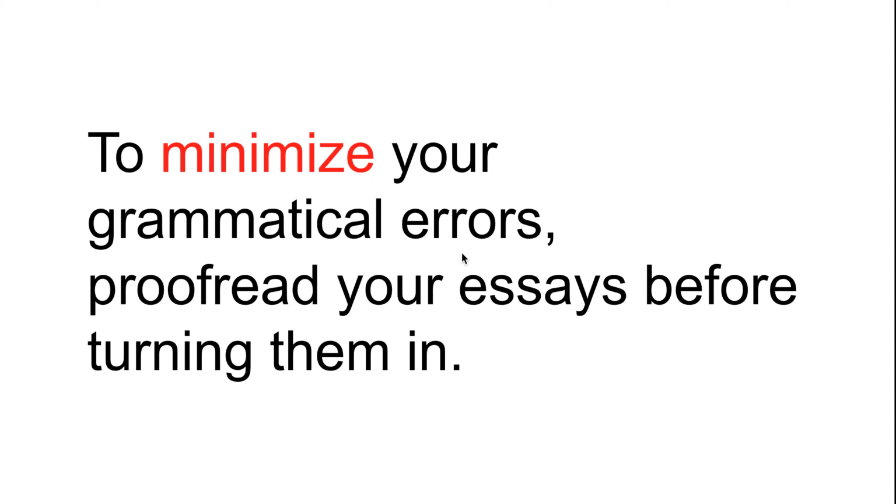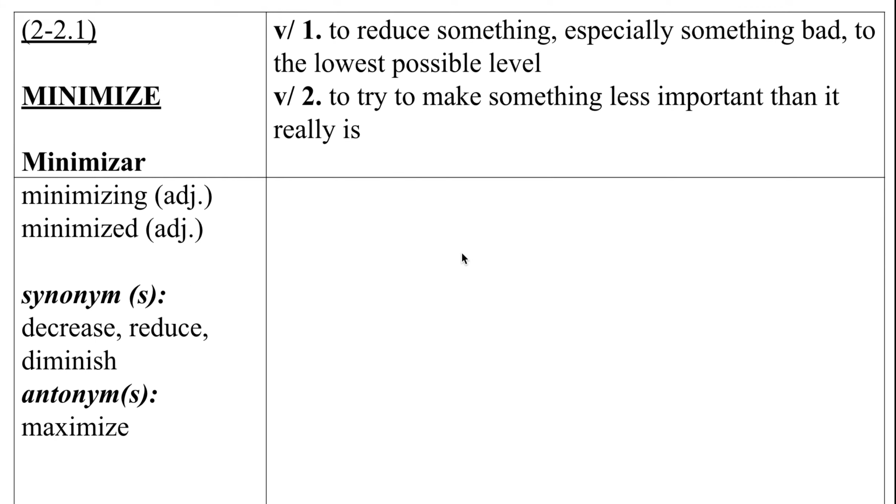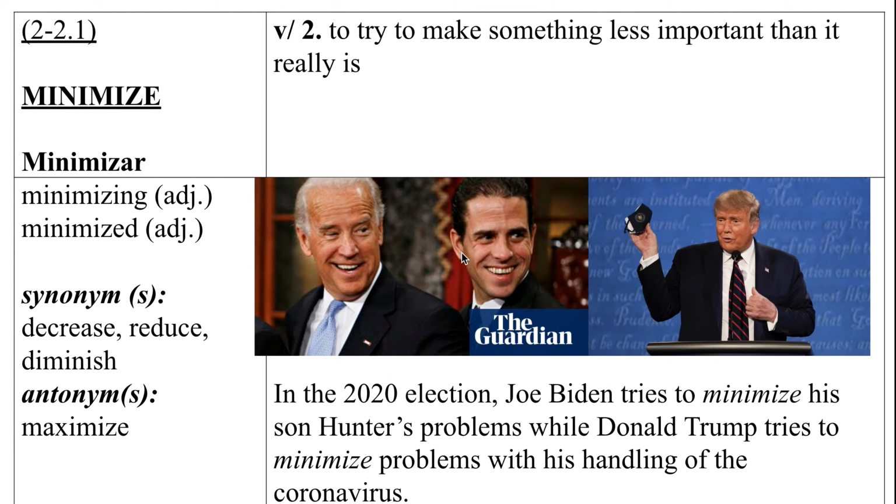But still, our goal at the end, when you graduate from Escuela Popular, is that we want you to have the smallest possible number of mistakes in your writing. So to have as small as possible a number of mistakes, avoid every mistake that you can avoid, que se puede evitar, by checking your essay before you turn it in. And that was definition 1. Now let's look at definition 2. So definition 2 is a different definition, different meaning. This one says to try to make something less important than it really is.